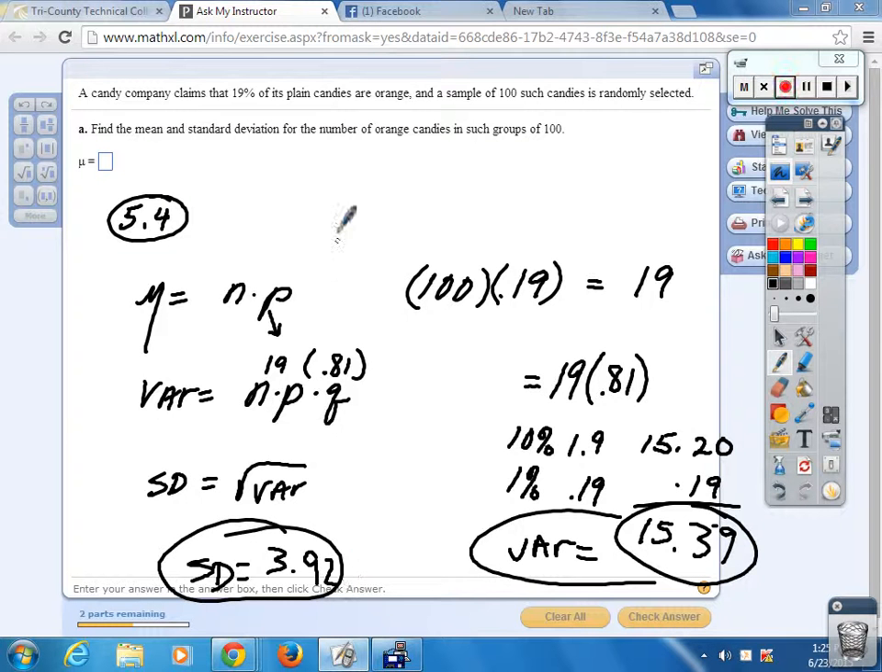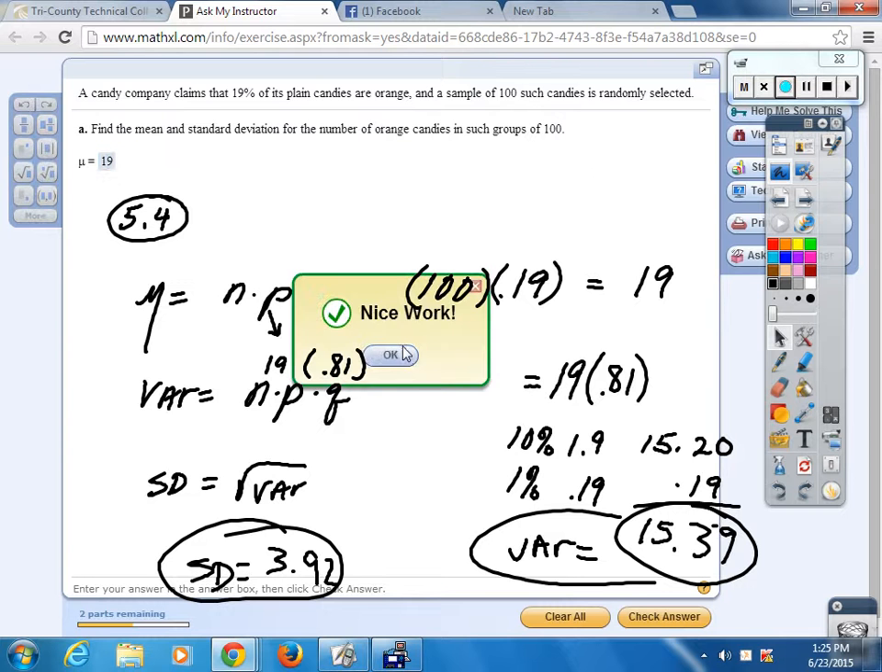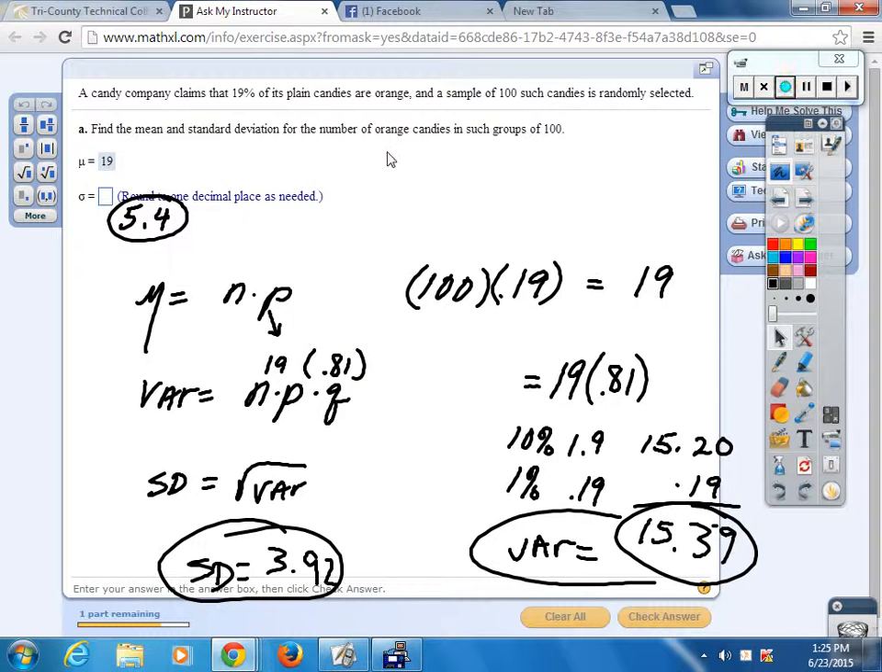I'll put a lot of these on the test. Why will I put a lot of these on the test? Because I want you to do them in your head, or at least try to do them in your head, which I know one of y'all out of 15 will do. But okay, so what do we come up with? 19. And they don't even ask for the variance. 3.92.